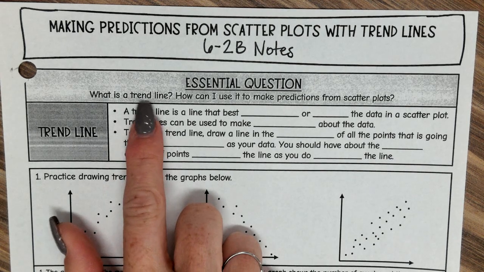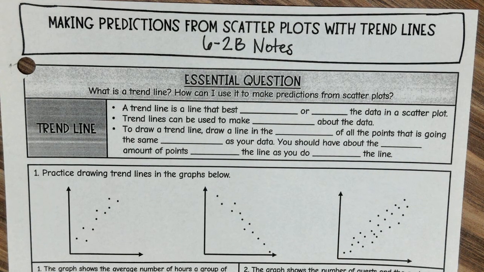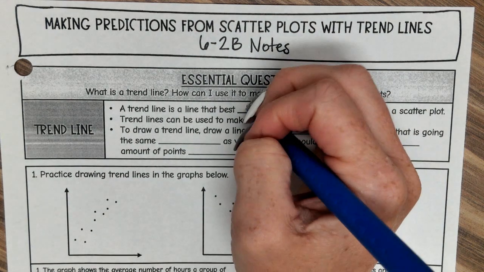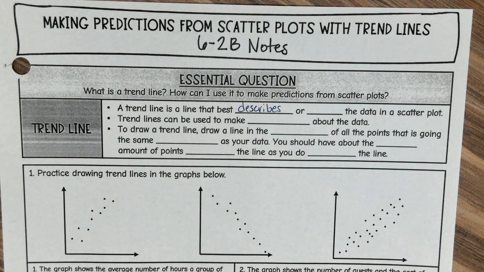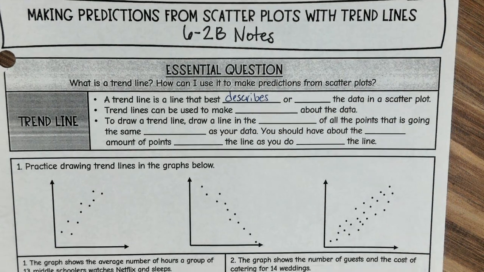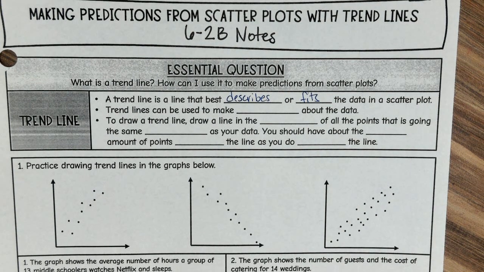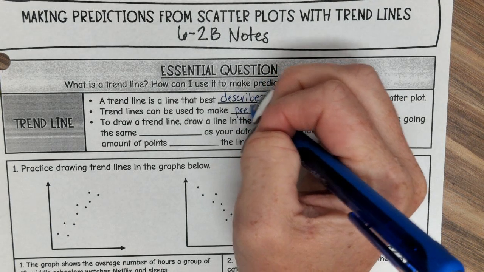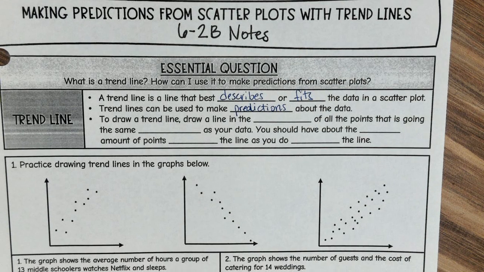So it says, what is a trend line and how can I use it to make predictions? A trend line is a line that best describes, write this down. A trend line is a line that best describes or fits the data in a scatter plot. Trend lines can be used to make predictions, which we did yesterday, about the data.